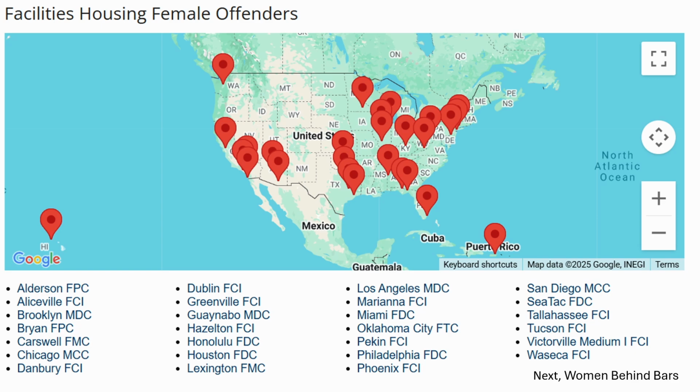Female offenders. You can see the locations, the type of prison scattered throughout. They even have one in Hawaii.